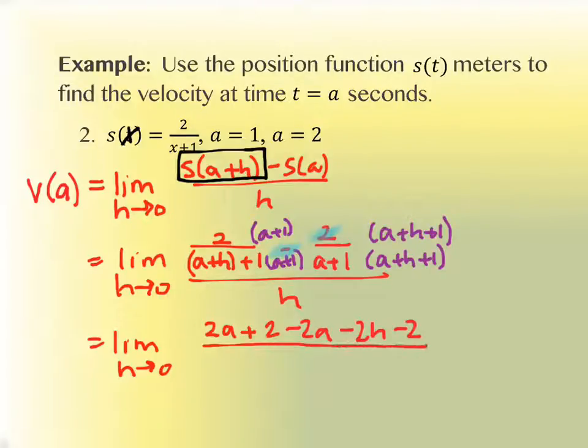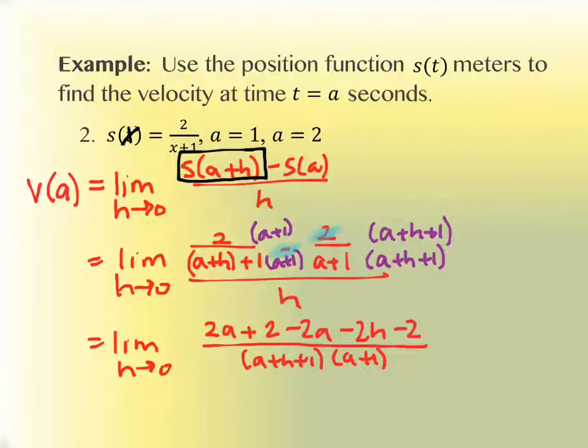All of this is over the new common denominator, which is a plus h plus 1 times a plus 1. I do not need to multiply that out. Don't. It's going to be work that you don't need to do. Okay? And then all of that will be divided by h. But I'm about to shortcut that too.